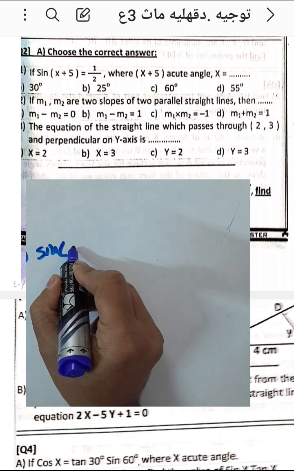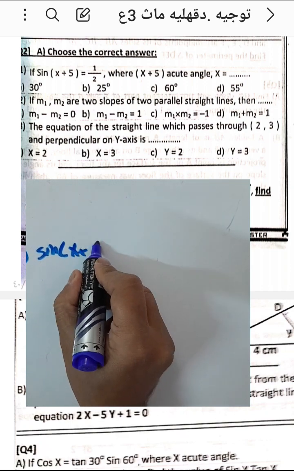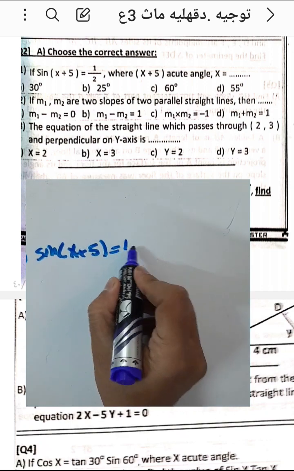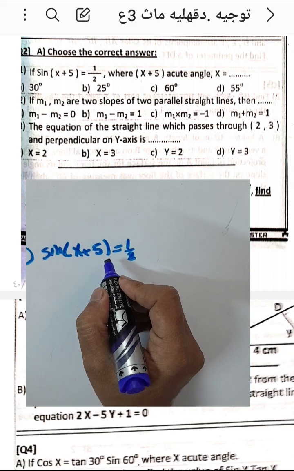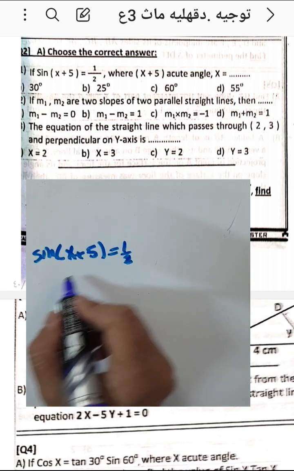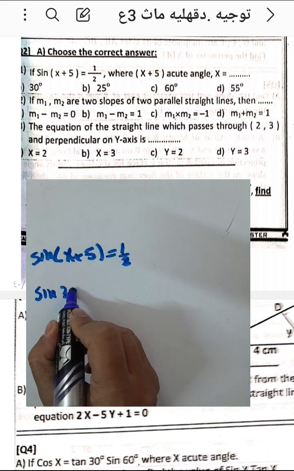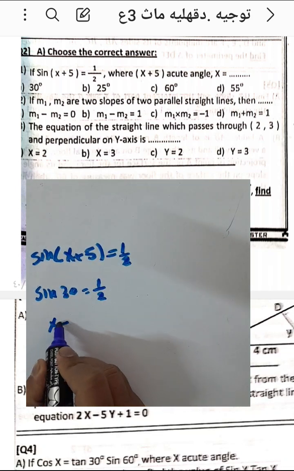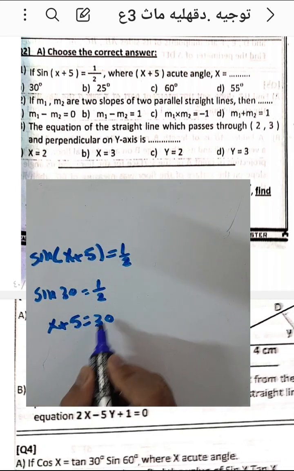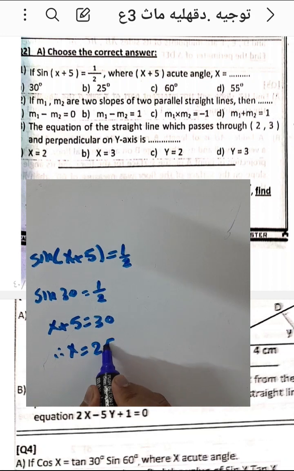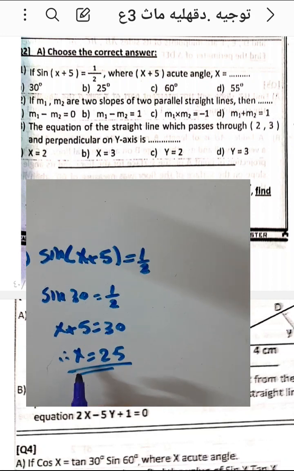Question number 2, choose the correct answer. Number 1: if sine of (x plus 5) will be half, where x plus 5 is an acute angle, then x will be what? We know sine 30 is half. Then x plus 5 will be 30, then x will be 25, because 25 plus 5 equals 30.